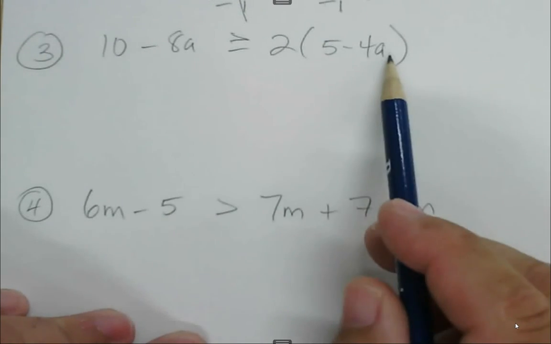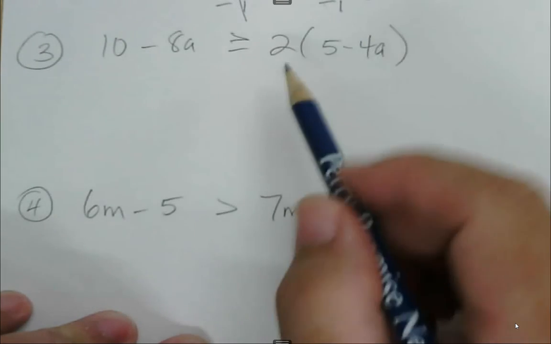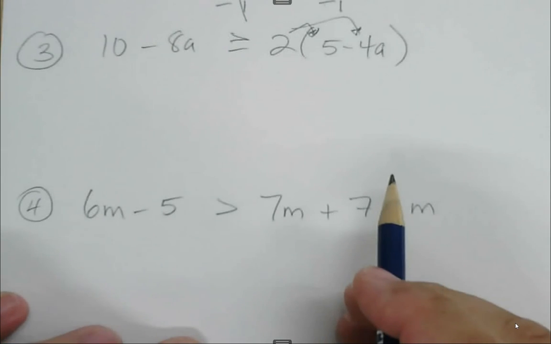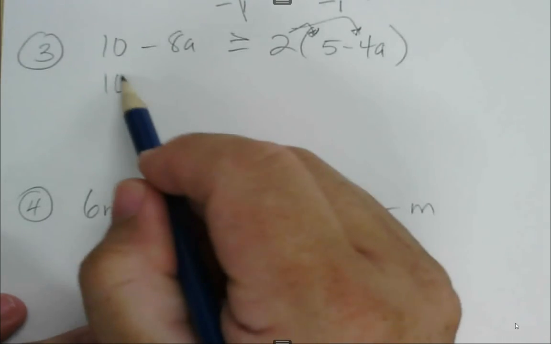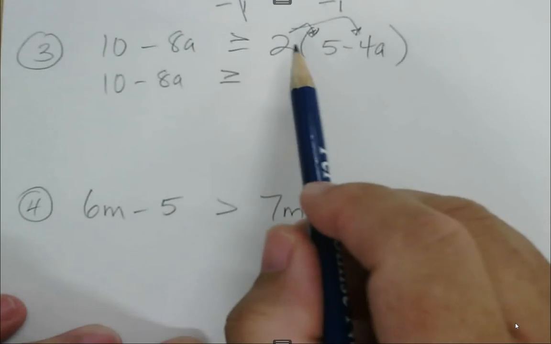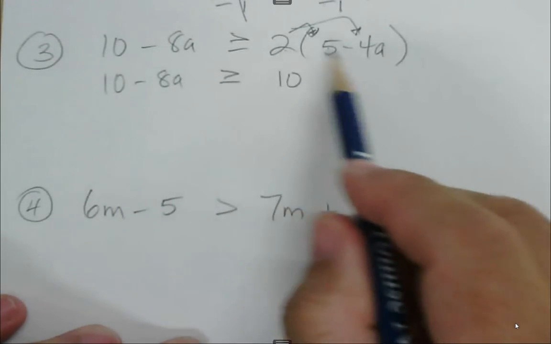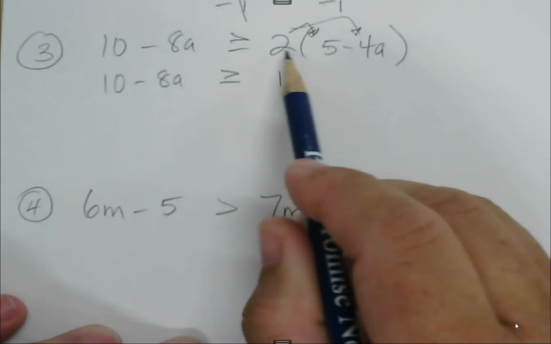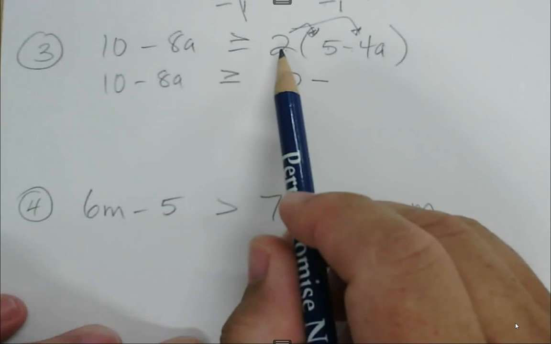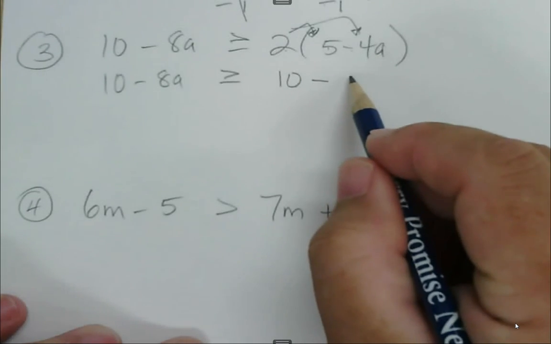We do notice on this right-hand side that I've got some multiplication that's going on here. So I can go ahead and distribute this 2 through to both of these terms. So let's go ahead and try to work some of that out. 10 minus 8a is greater than or equal to 2 times 5 is 10, and 2 times negative 4a. So a positive times a negative is going to be negative. I can go ahead and fill that in. And then 2 times 4 is 8, and then the a just kind of comes along for the ride.